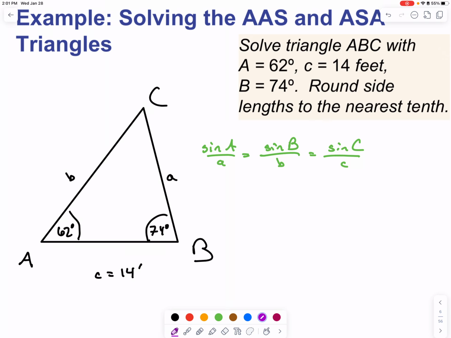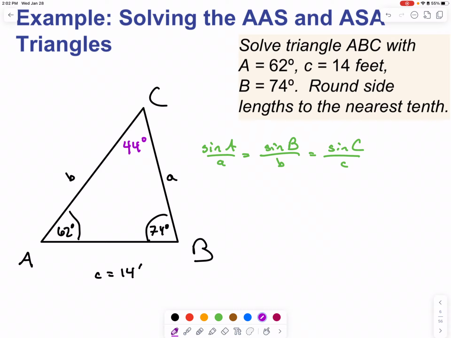180 minus 62 minus 74 equals 44. So angle C should be 44 degrees. I'm doing that in another color so that, in case we made a mistake there, we'll know that was something that we introduced, right? Okay. So it says solve for the triangle. In order to solve for the triangle, we want to find all the parts, all angles and all side lengths. So then we have angle C with side C.